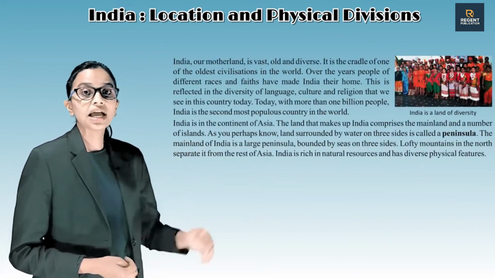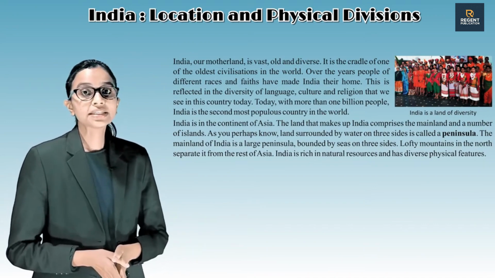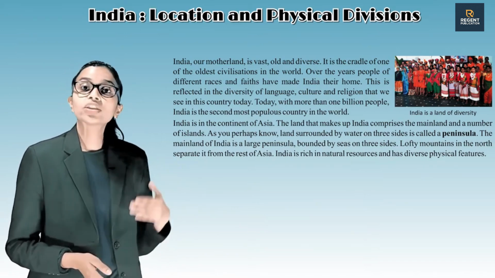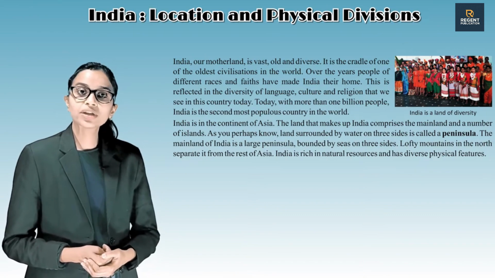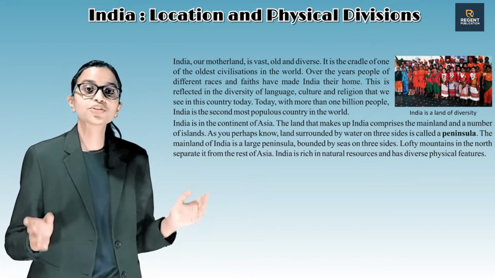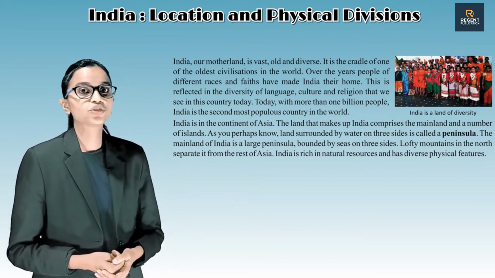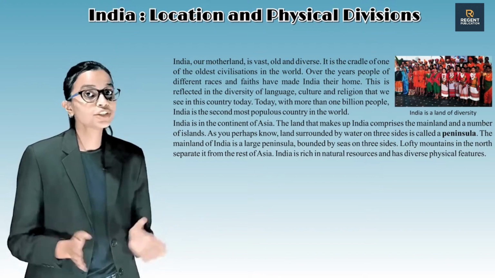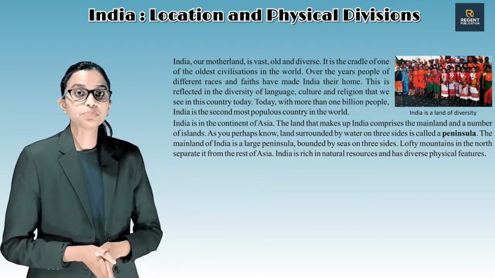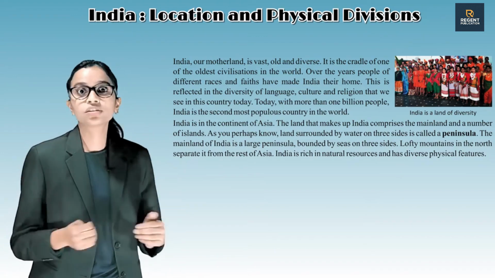India, our motherland, is vast, old and diverse. It is the cradle of one of the oldest civilizations in the world. Over the years, people of different races and faiths have made India their home. This is reflected in the diversity of language, culture and religion that we see in the country today. With more than 1 billion people, India is the second most populous country in the world.